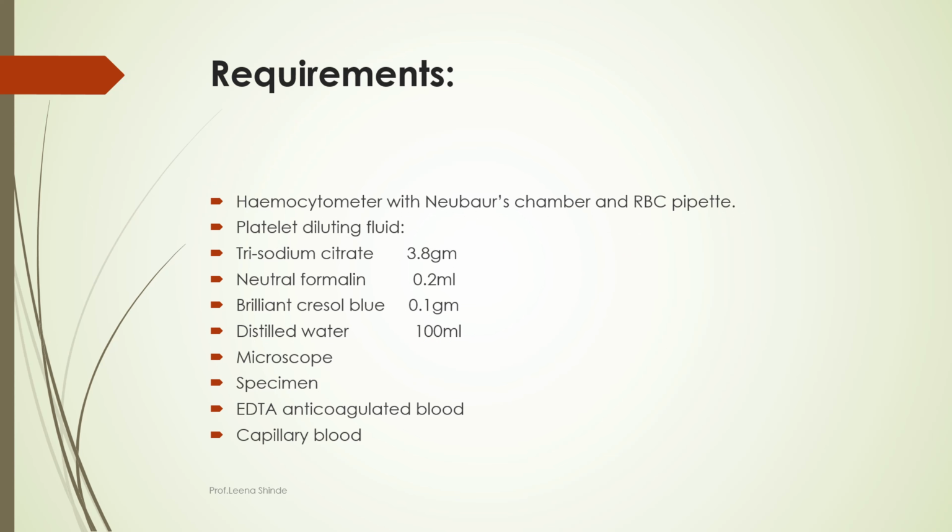So here we do the platelet count with the help of a hemocytometer. The hemocytometer consists of a Neubauer chamber and an RBC pipette. Here we use the platelet diluting fluid: trisodium citrate 3.8 gram, neutral formalin 0.2 ml, brilliant cresyl blue 0.1 gram, distilled water 100 ml. We also need a microscope. Specimen: EDTA anticoagulated blood or capillary blood.